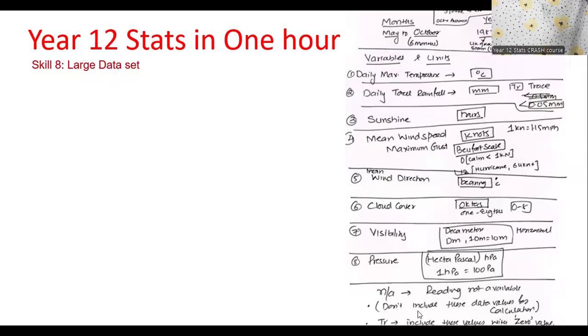Once again, if it is not applicable, do not include these data values in calculations. Just ignore them, so frequency will be less. And if it's trace, you need to include these data values with 0 as the value, so frequency will still stay the same, whatever they've given you. Okay, so that's my large data set summary.